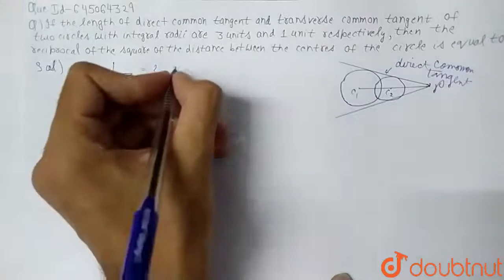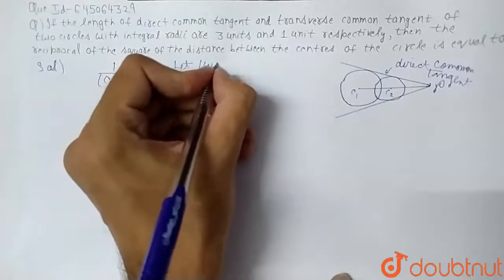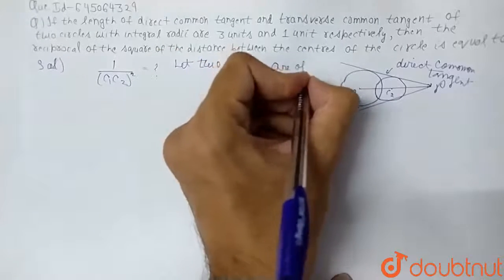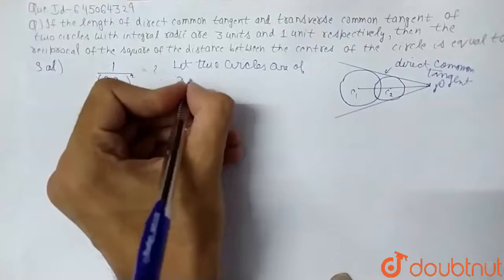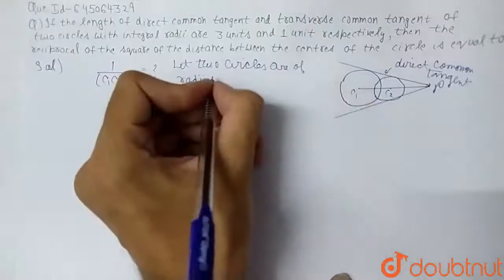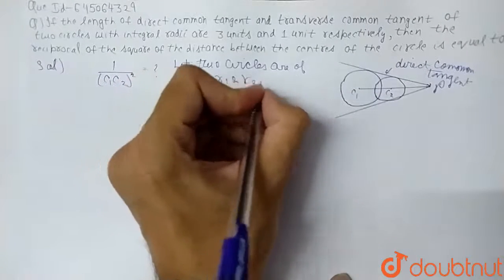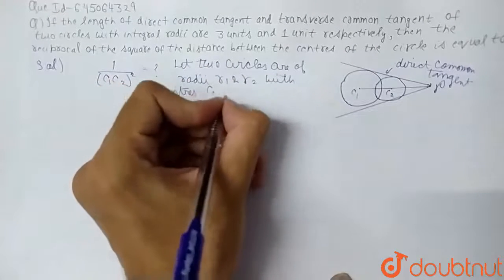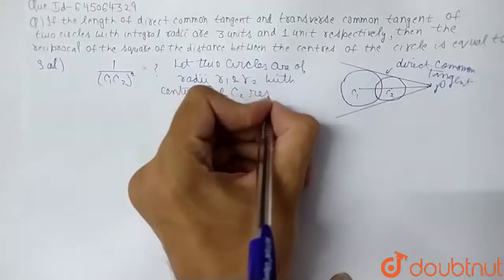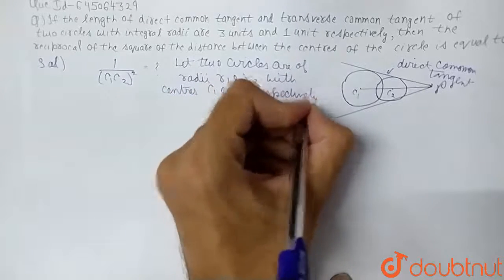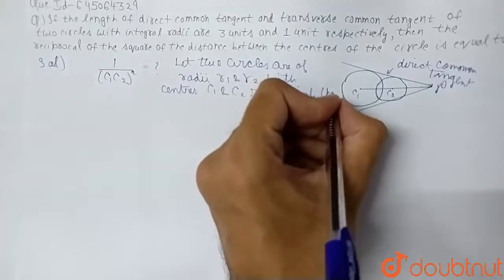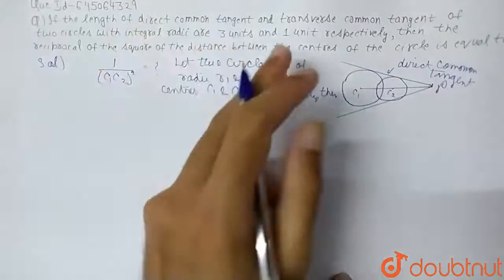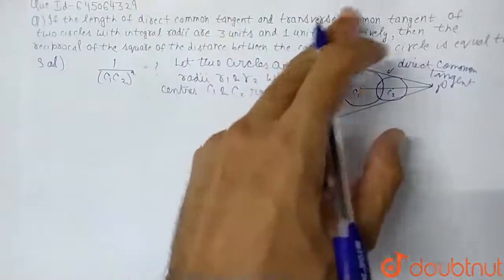First, let the two circles have radii R1 and R2, with centers C1 and C2 respectively. Then we have two equations: the first is for the direct common tangent and the other is for the transverse common tangent.